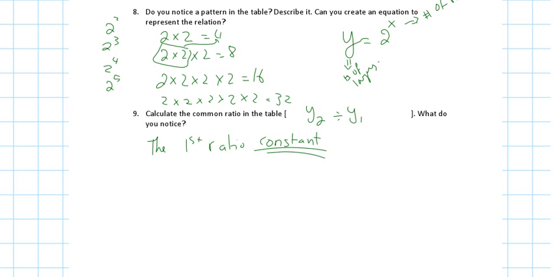Why? It's this, right? Which we call the base. So my base, which is this, is the same thing as my ratio. It's not a coincidence. It was meant to be. It is going to happen all the time. Whenever you do your ratio, if your ratio is constant, that ratio is going to be the base of your equation.